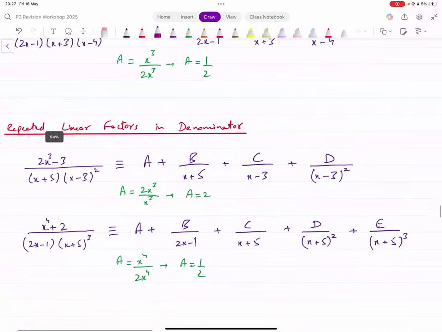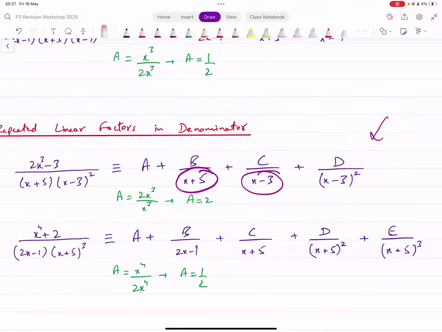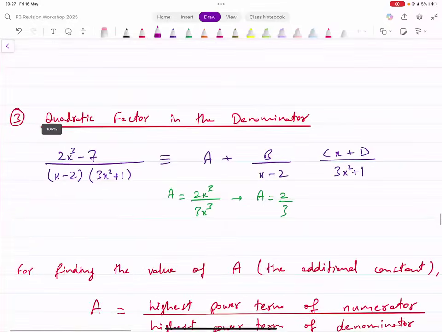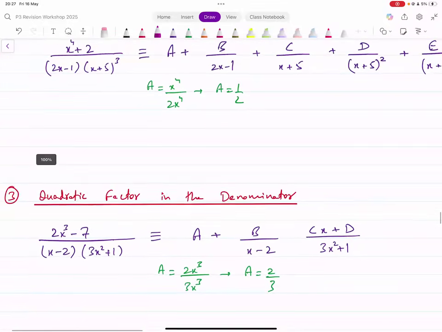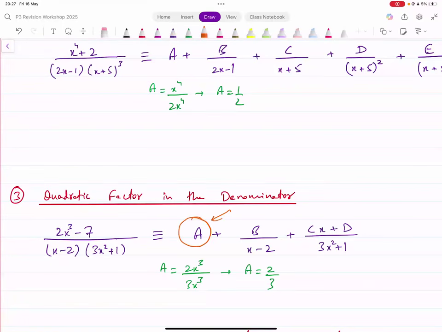Similarly, for the repeated linear factor as well, the other terms remain the same. x plus 5 is coming once, x minus 3 whole squared. However, we have an additional constant that is added here. And similarly, for the quadratic factor as well, the standard form that was there before for proper fractions remains the same. However, you just have one additional constant added to it. So for improper fractions in the standard forms, we have an additional constant like this.